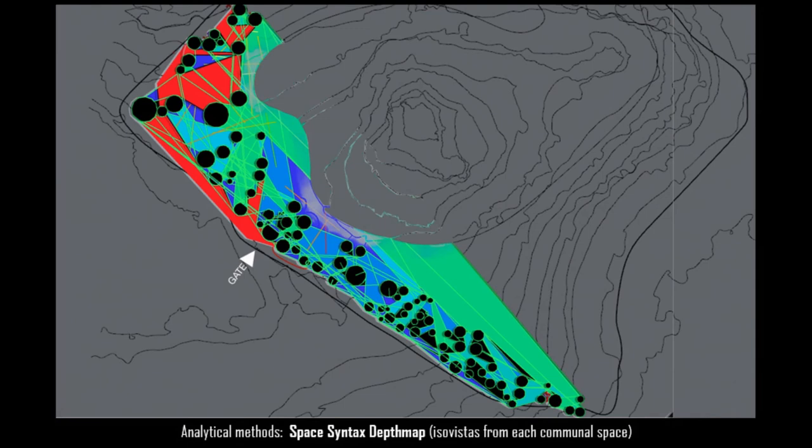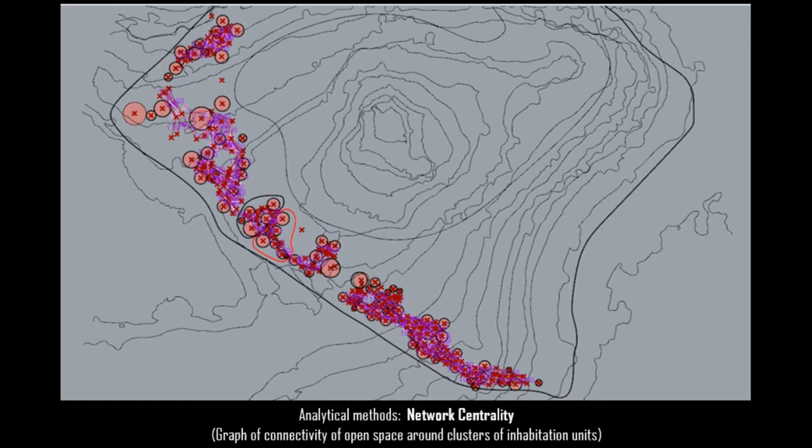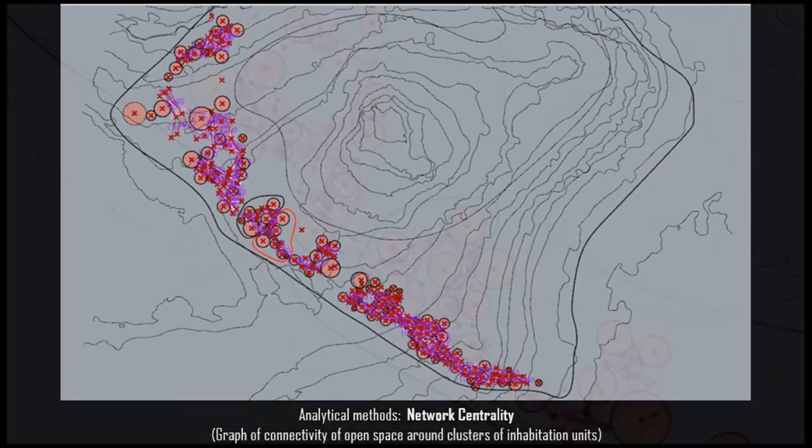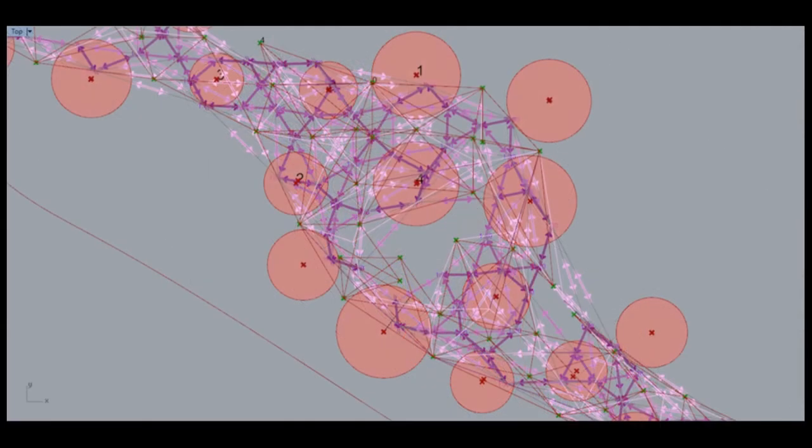And we see here the isovists of each one of these communal spaces in between the inhabitation units, or the courtyards of each house, with a clear priority to the entrance of the village. And the second experiment we ran was with regards to network connectivity, and we see here graphs of the connectivity of these spaces. I don't know if we can come back later, if there is time or more questions, with regards to the algorithm we used to produce these graphs.